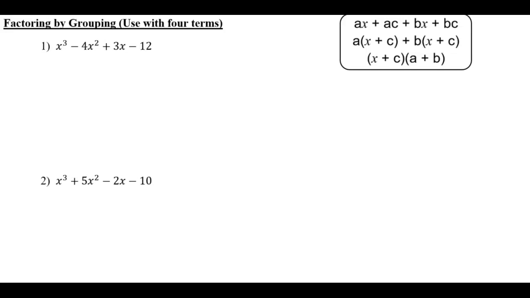All right, hopefully you were able to work on this problem. So if we split it in half here, both of the first terms have an x squared. And if I factor out an x squared, I'd be left with x plus 5.